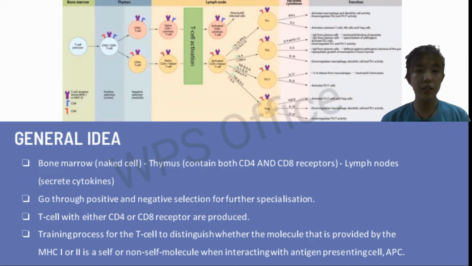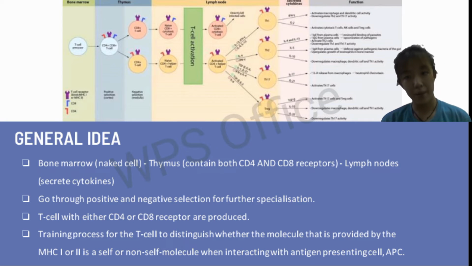T cells originate in the bone marrow, then migrate and mature in the thymus. Eventually, T cells will migrate to the lymph nodes where they can become even more differentiated. From here, depending on the cell type, a host of cytokines are secreted, and each of these cytokines has a unique function. The T cell precursors are naive cells in bone marrow.